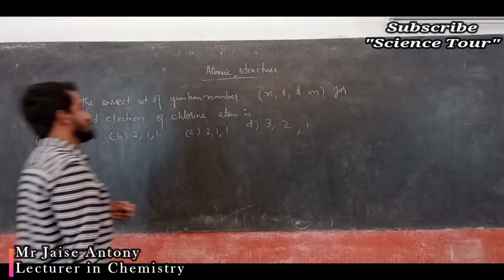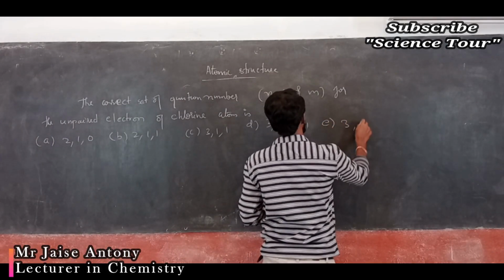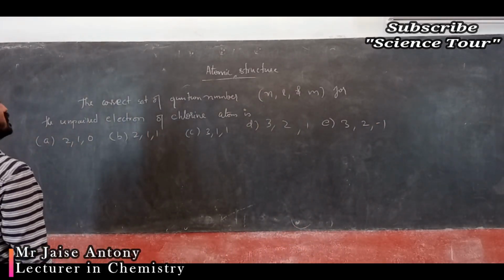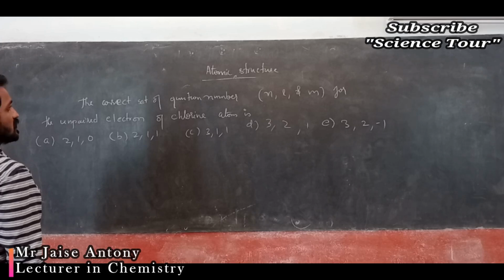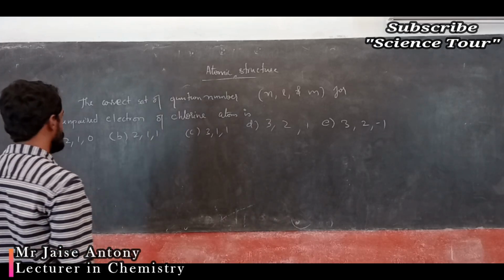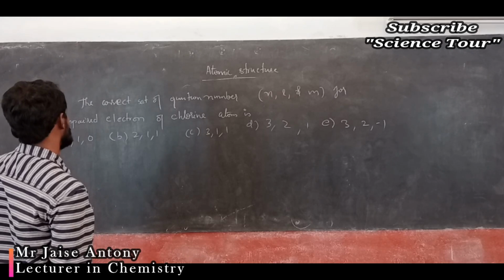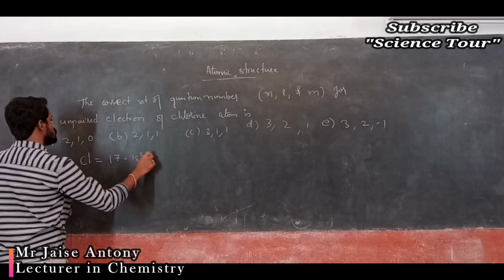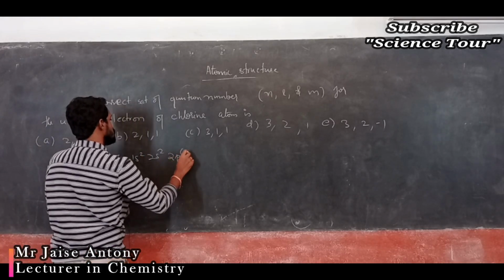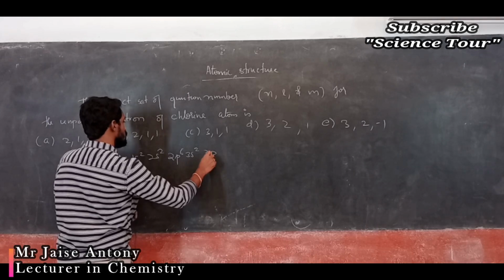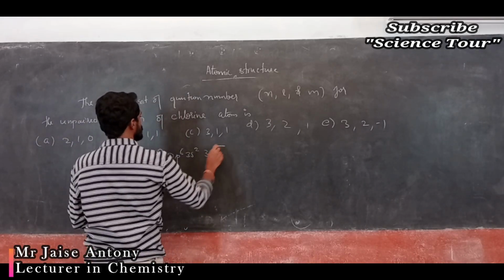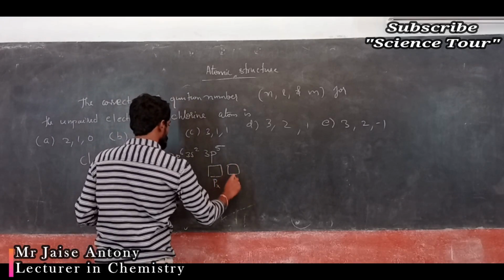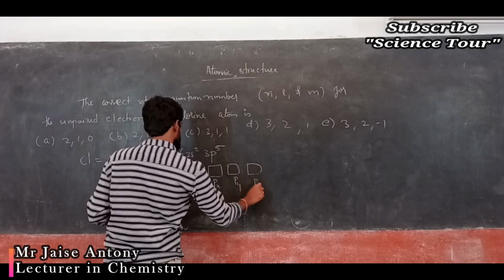My dear students, the next question is given actually 3 comma 2 comma minus. The question is the correct set of quantum numbers n, l, m, where n is principal quantum number, l is azimuthal quantum number, m is magnetic quantum number, for the unpaired electron of chlorine atom. Chlorine is 17. Correct now, my dear students? 1s2, 2s2, 2p6, 3s2, 3p5.